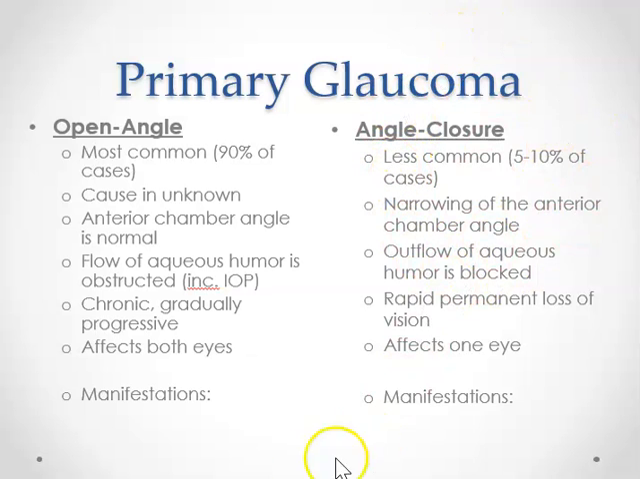Closure, that's going to be a lot less common. A narrowing of the anterior chamber occurs because of corneal flattening or bulging of the iris into the anterior chamber. Onset of this is pretty rapid and results in permanent loss of vision, and it's typically going to affect one eye. Manifestations include severe eye pain, facial pain, general malaise, vomiting, nausea, seeing colored halos around lights, and abrupt decrease in visual acuity.